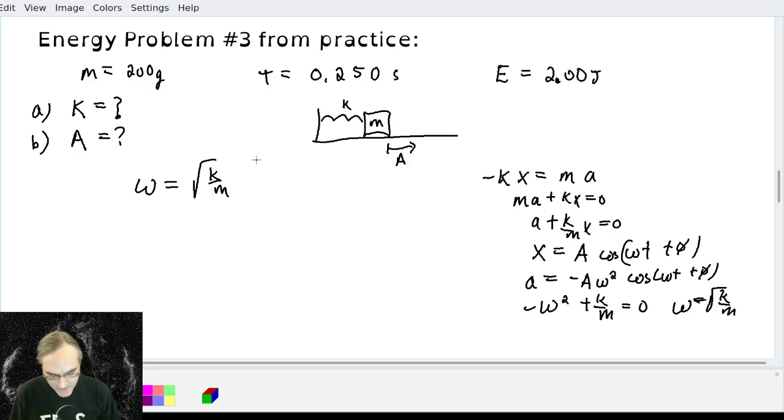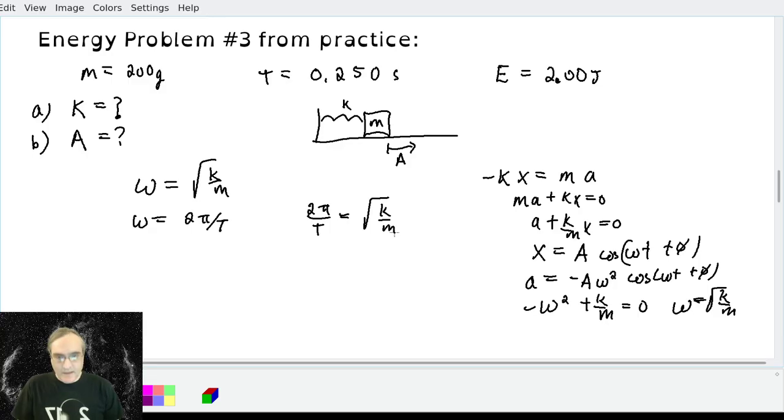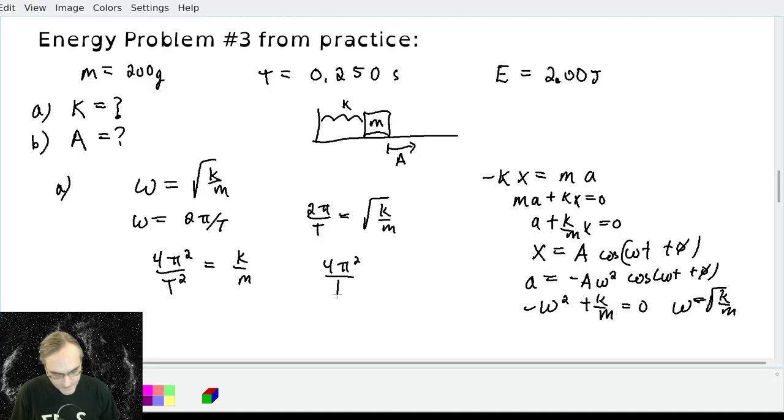Alright, why do I want that? Well, omega is also equal to 2 pi divided by the period. So now I know 2 pi divided by the period is the square root of K over M. And since I'm given T and M, that means I actually have enough information to find the answer in part A. So I'll have to square both sides to get things out from under the square root. And 4 pi squared over T squared times the mass would give us K.